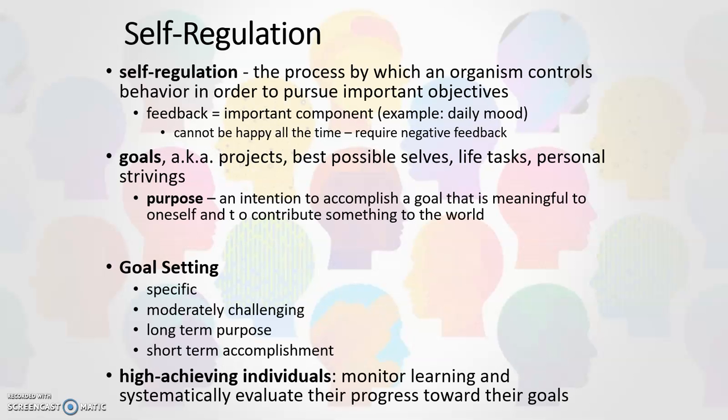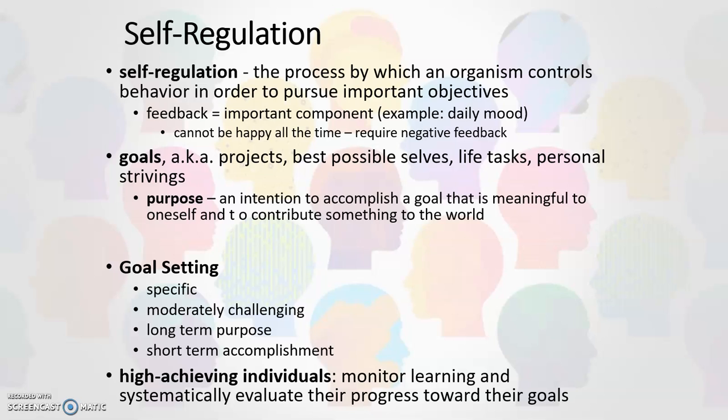Next, we have self-regulation, which is just a process by which our behaviors are put into order to pursue more important objectives. You can't be happy all the time. So one of our things is like, all right, if we're negative, what made us negative? What can we do to help make sure that something not as negative happens again in the future? We have goals, whether it's a project that you want to do well on, be a good person, work on just personal goals to help be better.